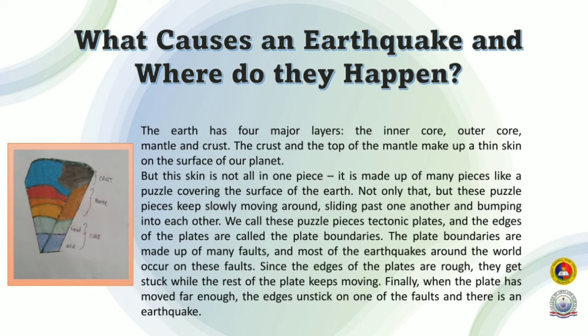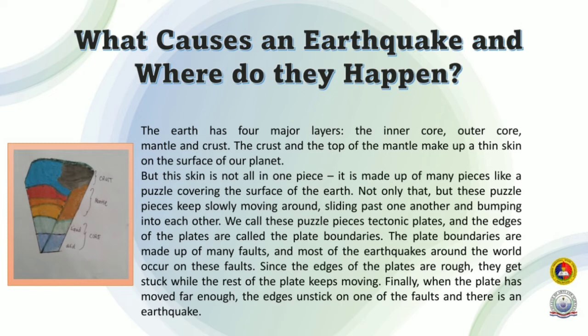What causes an earthquake and where do they happen? The Earth has four major layers, which are the inner core, outer core, mantle, and the crust. The crust and the top of the mantle make up a thin skin on the surface of our planet. But this skin is not all in one piece. It is made up of many pieces like a puzzle covering the surface of the Earth. Not only that, but these puzzle pieces keep slowly moving around, sliding past one another and bumping into each other. We call these puzzle pieces tectonic plates, and the edges of the plates are called the plate boundaries.